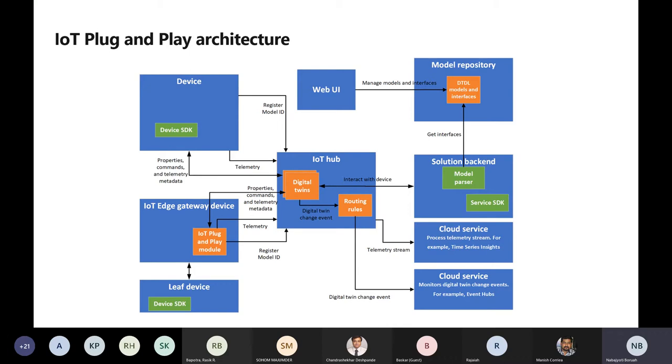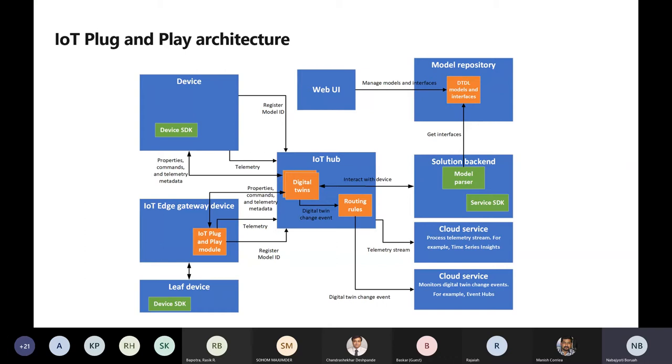So as you can see, the edge gateway device has one leaf device. The gateway device will take the data. An IoT plug and play module is running on this gateway, and it will basically send the data to the IoT hub. And the IoT hub can take the data and send it across to the cloud service for monitoring, for processing, or maybe some kind of backend solutions to do some operations on the digital twins.